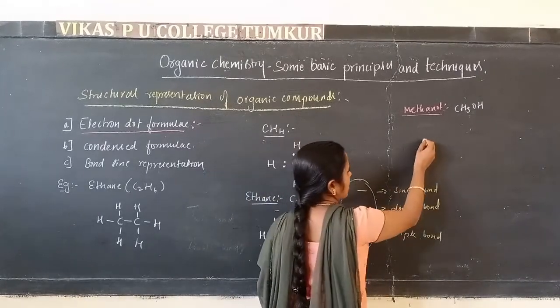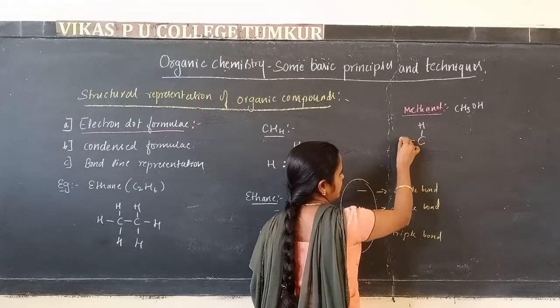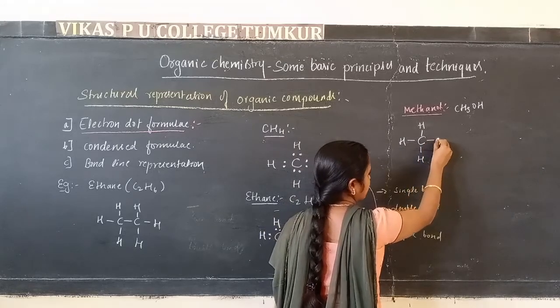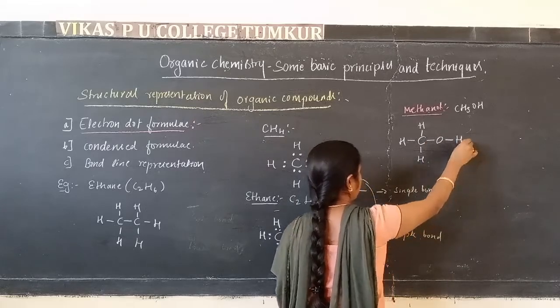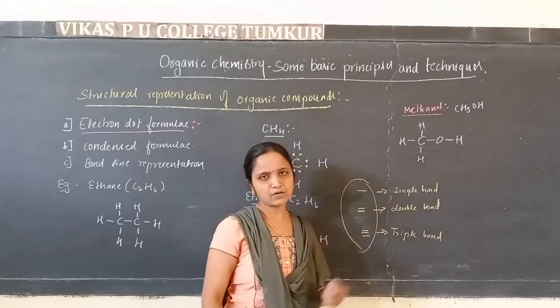There is a carbon. This carbon is attached to three hydrogen atoms, and this carbon is attached to the oxygen. Then the oxygen is attached to a hydrogen. This is the complete structure of methanol.